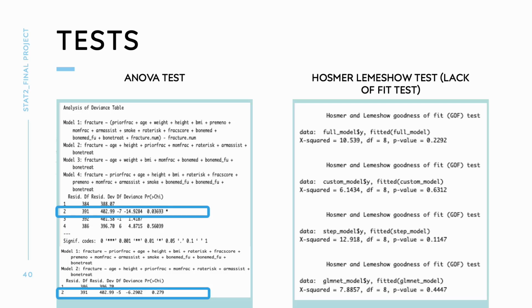than the full model. However, according to another ANOVA test at the bottom left, comparing the custom model and the GeoMnet one, it suggests that the custom model may not be a better fit.